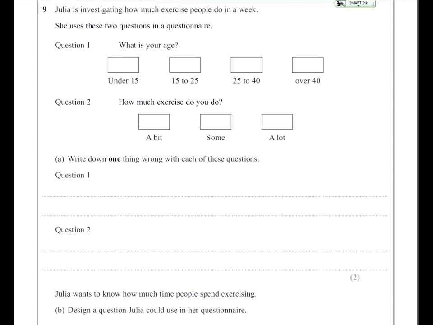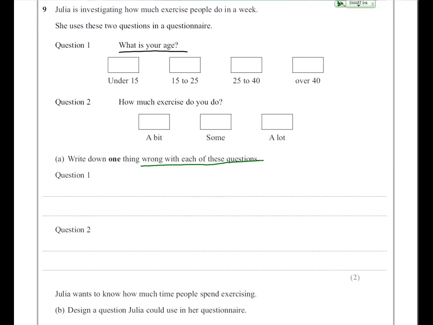Julia is investigating how much exercise people do in a week. She uses these 2 questions in a questionnaire. Number 1, what is your age? Under 15, 15 to 25, 25 to 40, over 40. So that's the first one. Question 2, how much exercise do you do? A bit, some, a lot. Write down one thing wrong with each of these questions. Do not start answering the questionnaire. It's not for you. You're just analysing it and saying what you think about it and what the problems are.